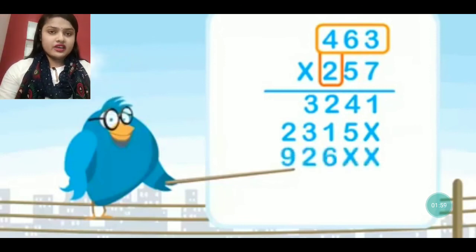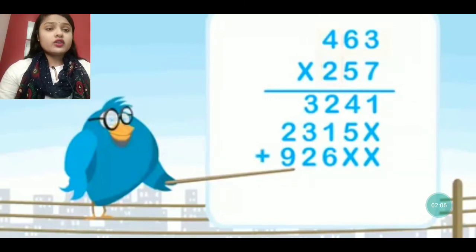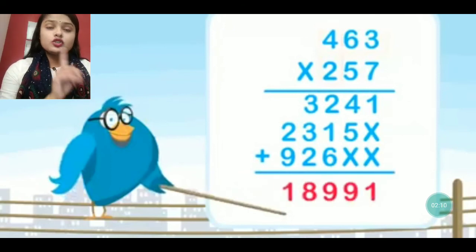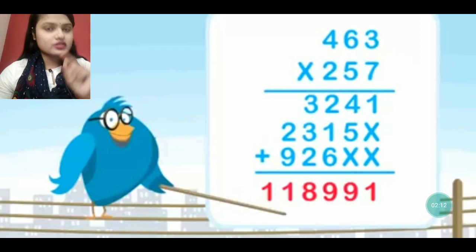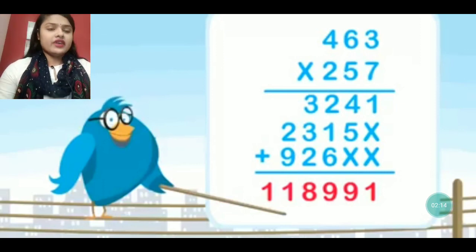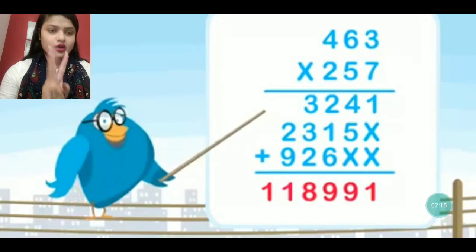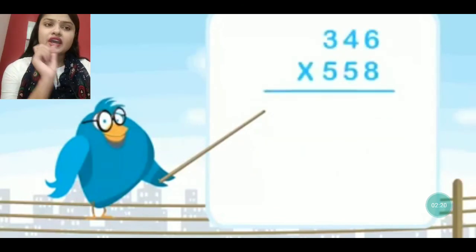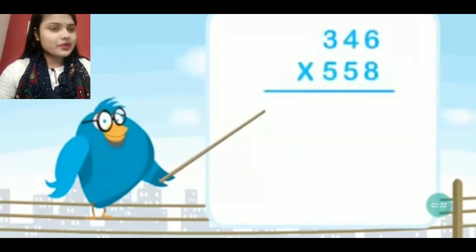After that we move to the next place, which is written 2. Then we multiply all the 3 digits with 2. What do we get as the answer? 926. But in the first two places we will put a cross, or we can put 0. When we have got 3 products, you can see I have added all 3 products and got the final product. Now one more example I have with me.